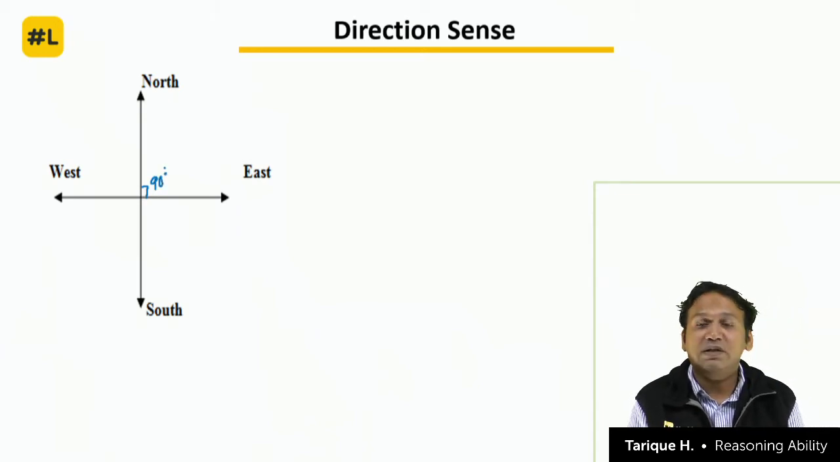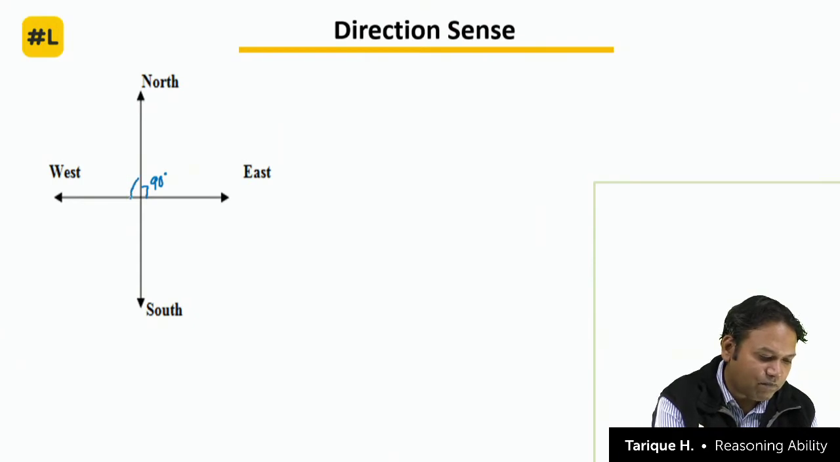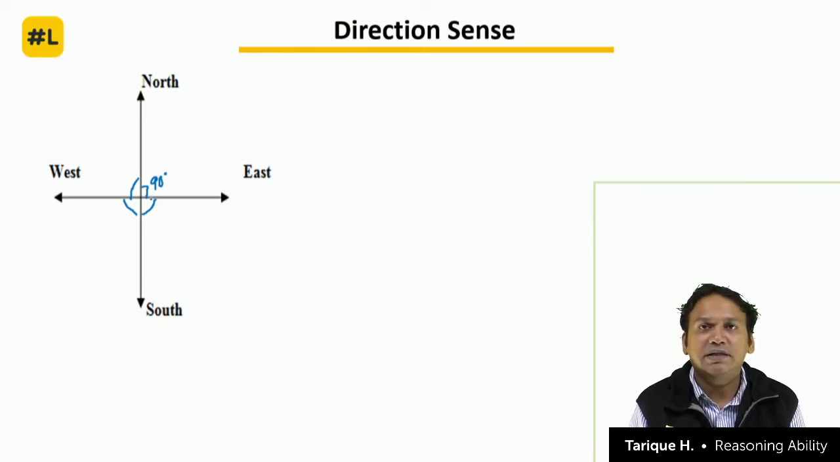Sometimes we get questions based on finding out the shortest distance between 2 points, and for that we have to use this concept, that the angle between north and east, north and west, west and south, south and east, between any of these two directions, is 90 degrees.